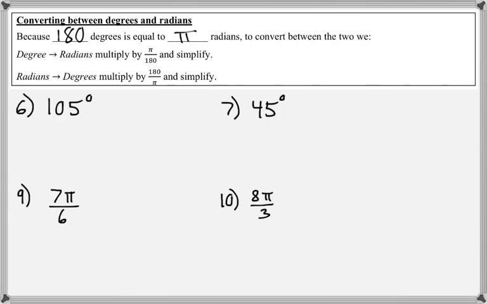So on number 6, I'm going to multiply by pi over 180 and simplify. If you just type 105 divided by 180 on your calculator and then reduce the fraction, I don't actually type the pi in on the calculator. It's going to be 7 over 12, and then you can just put the pi in manually. So 105 degrees is equivalent to 7 pi over 12 radians. And again, we don't need to write the word radians because it's assumed.